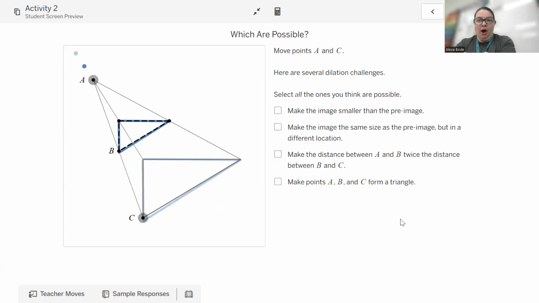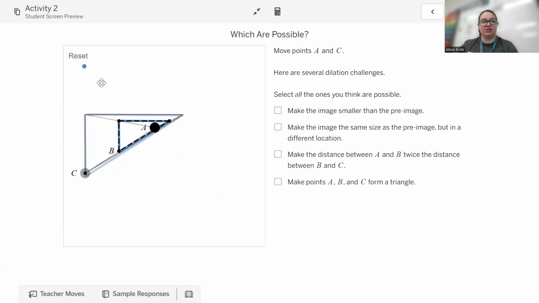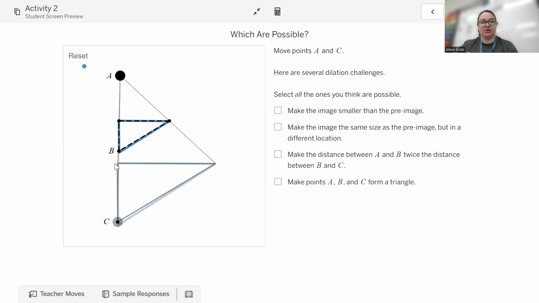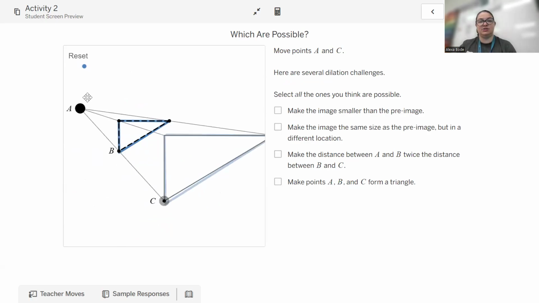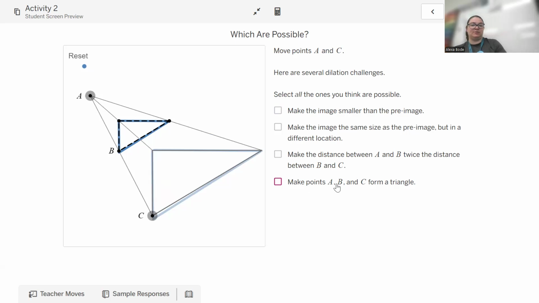Okay, so keeping that in mind, keeping what we've done in the last few slides, move point A and point C. So point A, we know changes the location. Point C is going to change our scale factor, and it's going to move us further and closer from point A. Okay, so use A and C to try and figure out if each of these are possible.